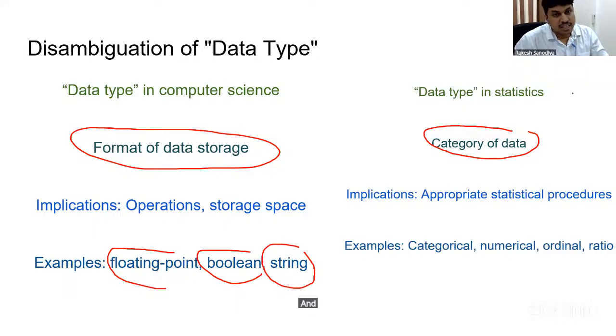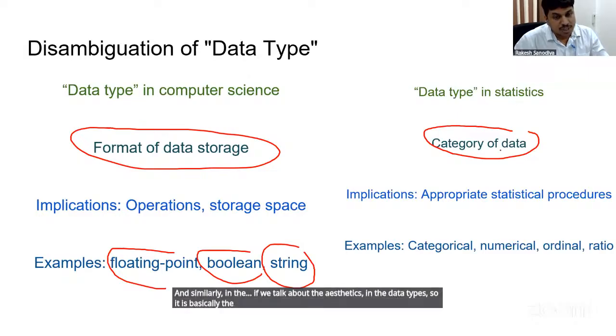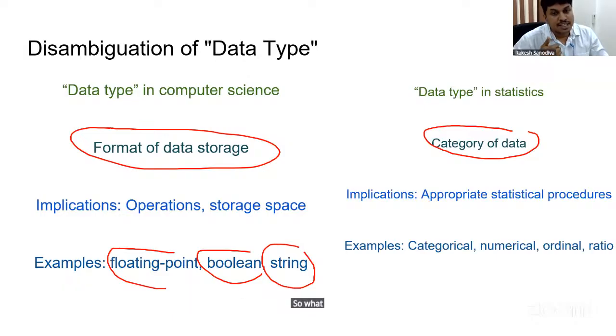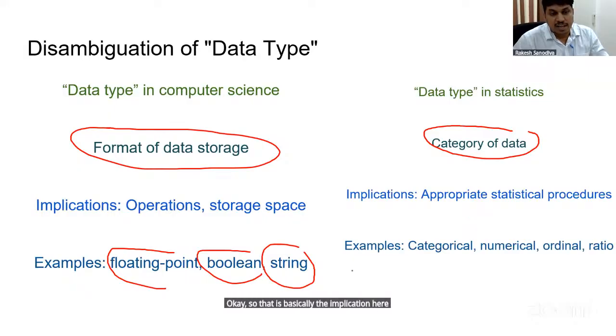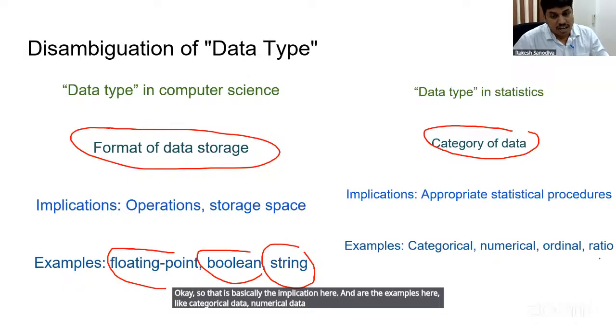And similarly, if we talk about data types in statistics, it is basically the category of the data. So here, what are the implications? What appropriate statistical algorithm or procedure can you apply on that particular data? Different data types come with different statistical algorithms which you can apply on a specific data type. That is basically the implication here. And the examples here are categorical data, numerical data, and ordinal or ratio data.